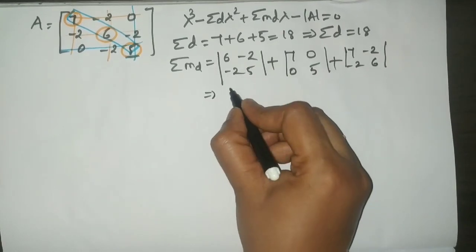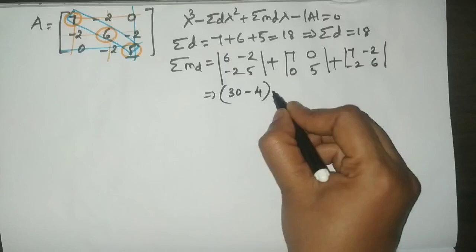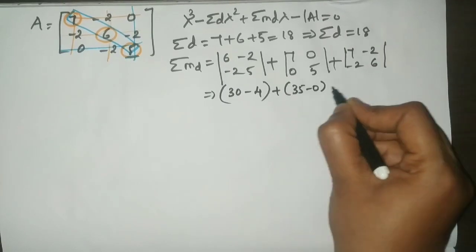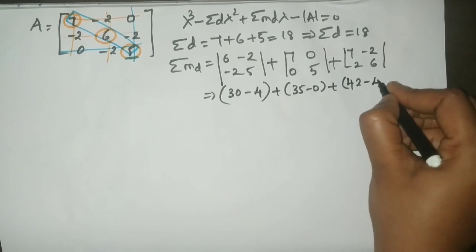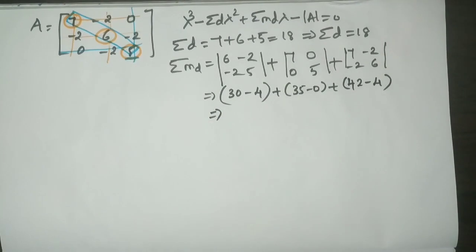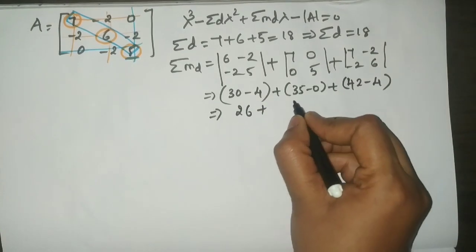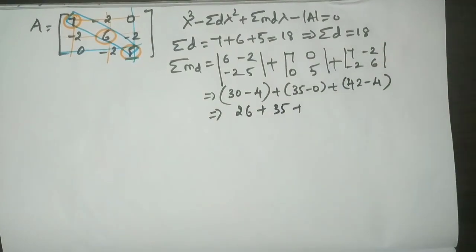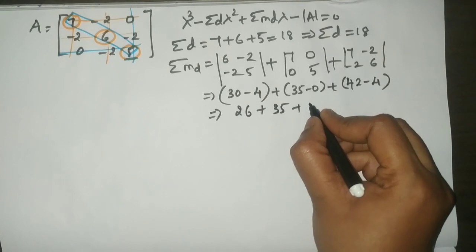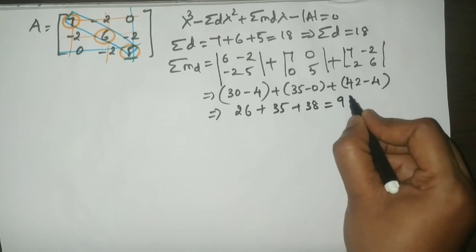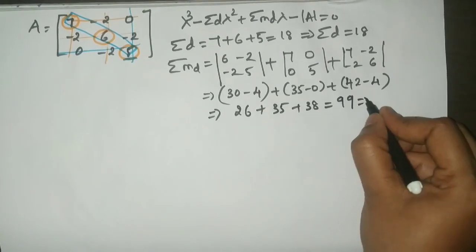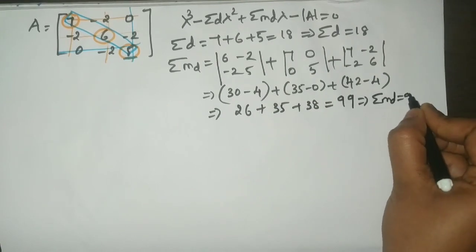So find the values. 6 5s are 30 minus 4, so we get 26. Then 7 times 5 is 35 minus 0, which is 35. And we have 6 times 7, 42 minus 4, so it is 38. Correct? Add it. You will get the answer 99. So this is the value for summation md.